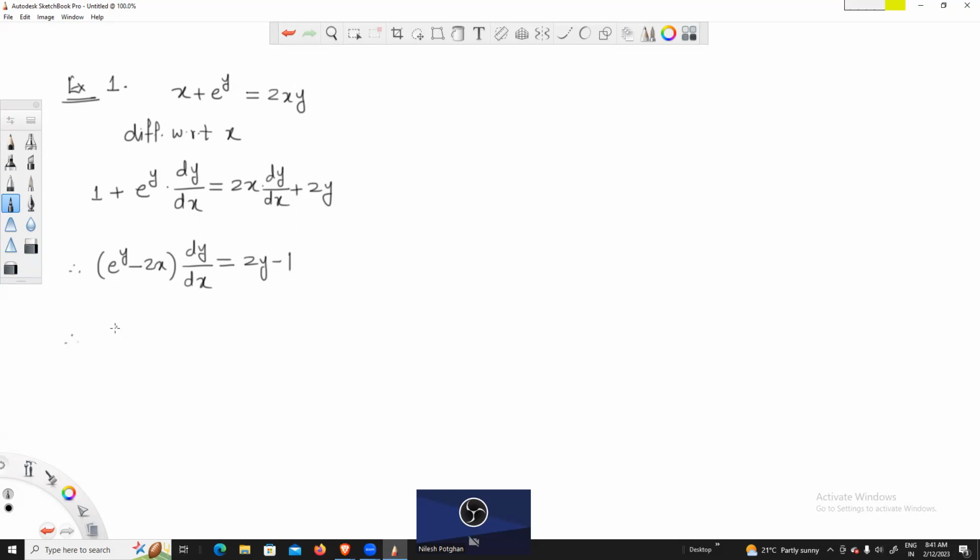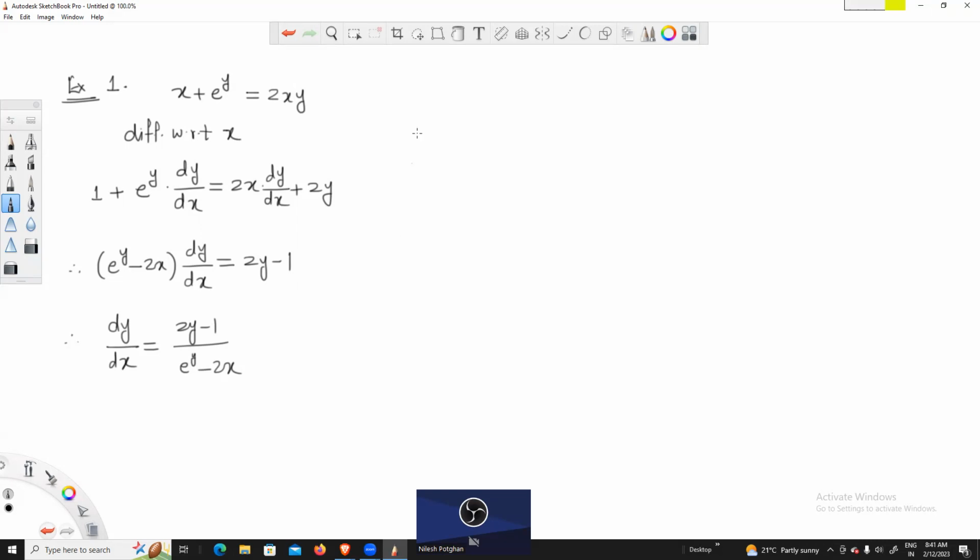So ultimately you have got the relation for dy by dx to be equal to 2y minus 1 divided by e raised to y minus 2x. This you must have studied, right? This is our usual methodology of finding the derivative of implicit functions.